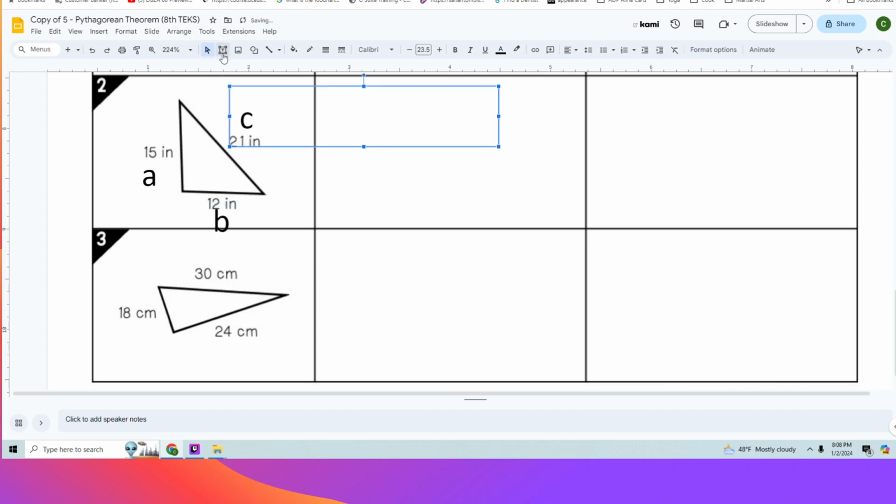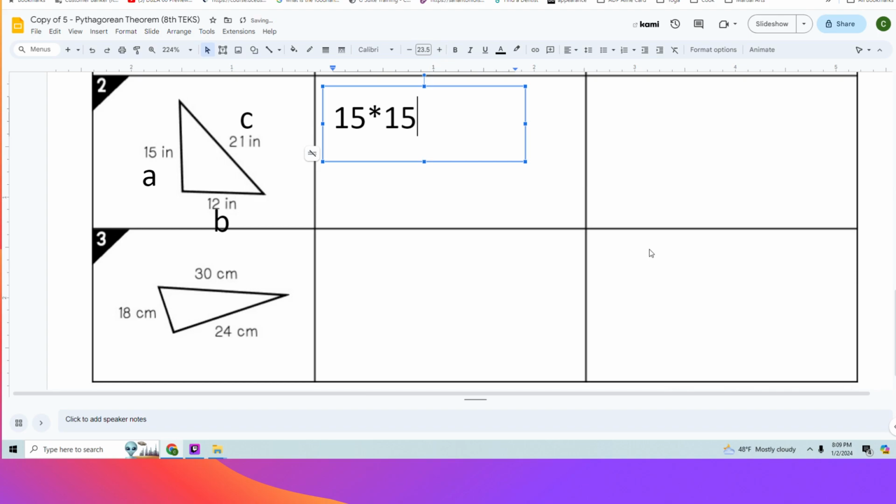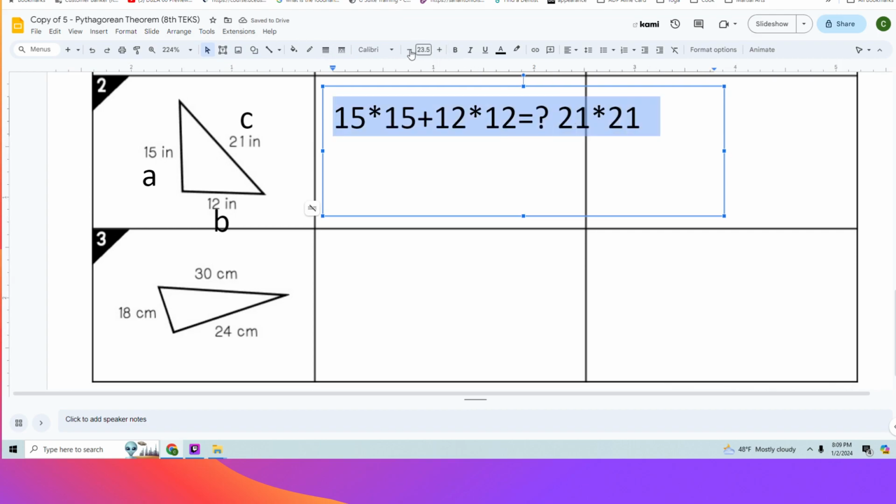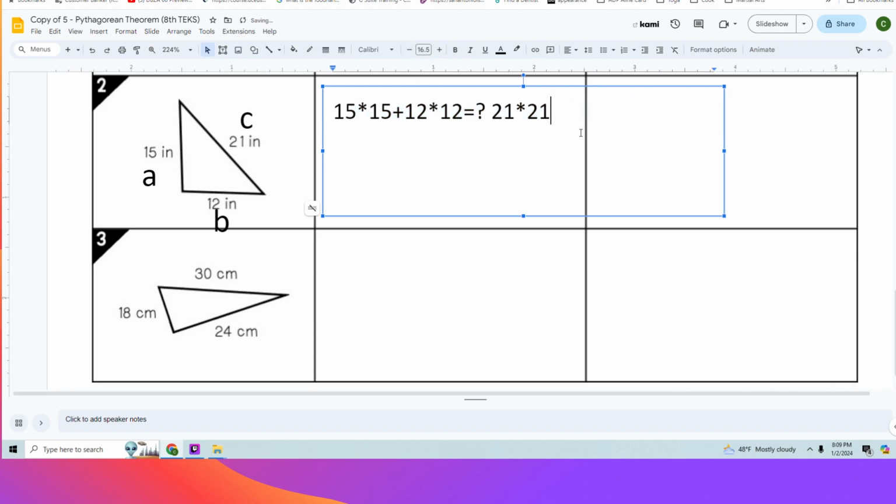So now let's plug it into our Pythagorean theorem. And we can say, okay, 15 times 15 plus 12 times 12. Does this equal question mark 21 times 21? So this is a little bit too big. I'm going to squeeze it down. There we go. So next, we're going to answer that question.